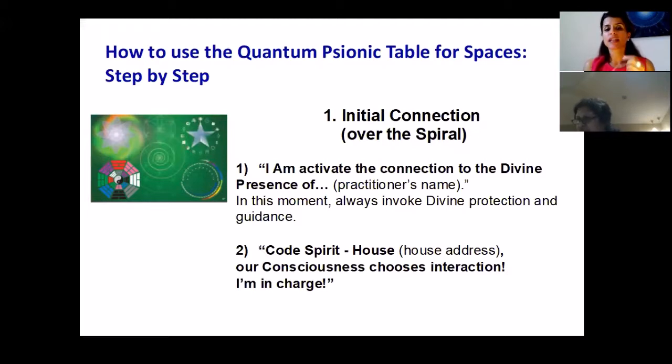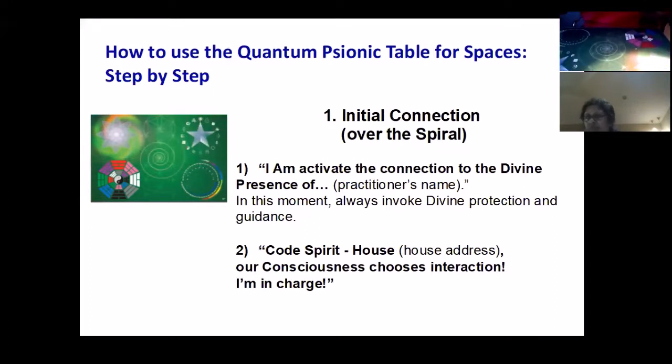So then we always connect, and the initial connection in this case we do it over the spiral. So, you know, not on the cosmic portal like on the blue bar. We spin our pendulums clockwise over the spiral and we say, I am, activate the connection to the divine presence of, and then you say your name, so the practitioner name. On the board it would look something like this. You'll just take your pendulum to the center of the board and you say, I am, activate the connection to the divine I am presence of, and then you say your name out loud, if you like. And you let the pendulum stop by itself, okay? It means the connection is done.